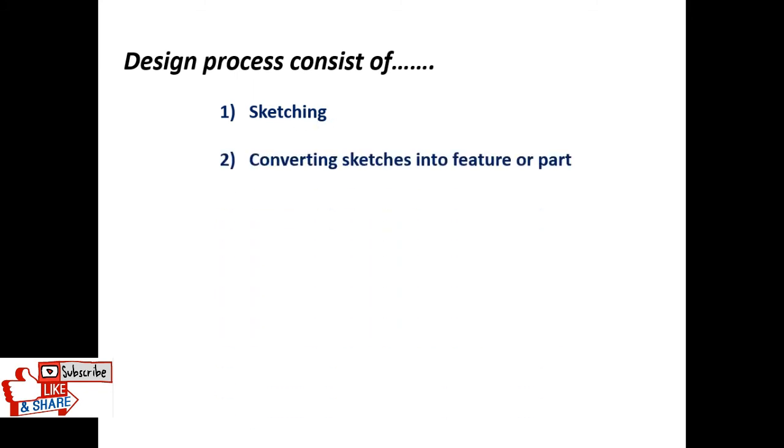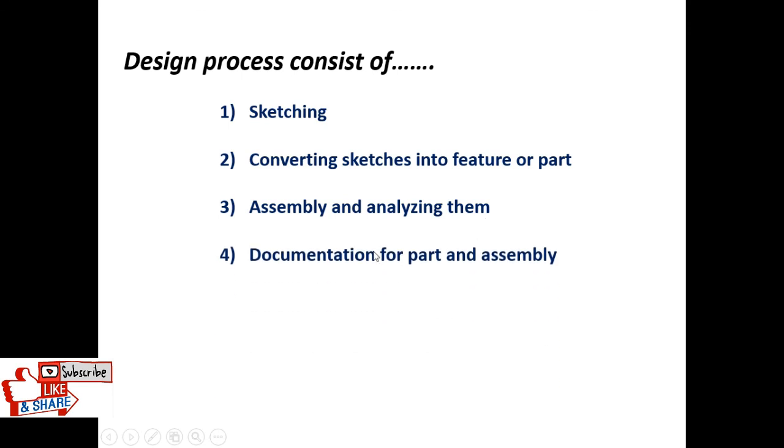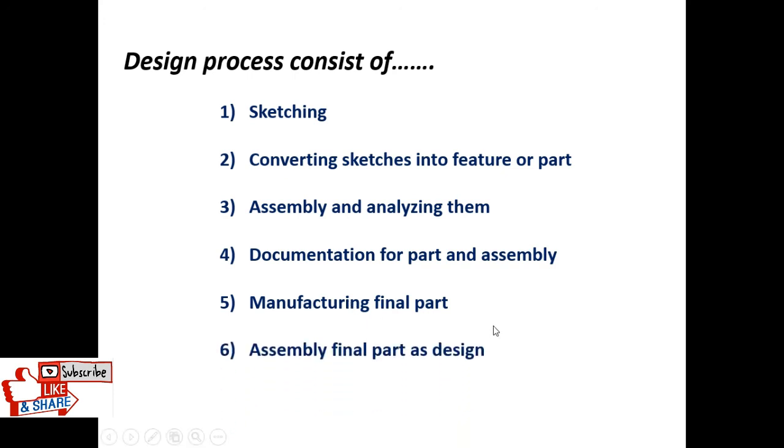Here we will discuss the design process. The design process consists of, firstly sketching, and secondly converting that sketch into a feature or part. Next we need to do the assembly, analyze the part and the assembly, and document the part and the assembly for manufacturing purposes, then manufacture the final part and assemble the final part as per the design.